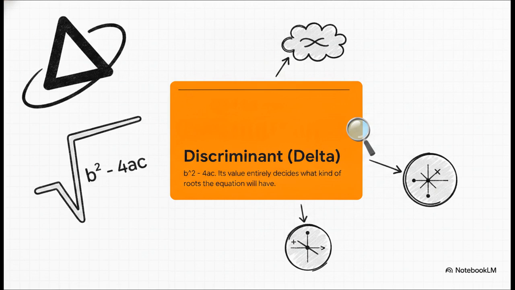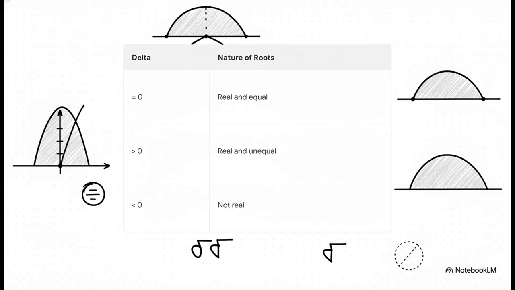Does that look familiar? You'll probably remember this exact piece from right inside the square root of your main quadratic formula. Because it sits right there inside that root, its value literally decides what kind of roots the entire equation is going to have. Now, memorizing these 3 conditions on this summary table is an absolute guaranteed way to secure marks in your exams. Listen closely.